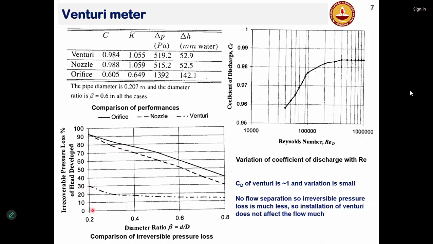And this basically compares the irrecoverable pressure loss that is attributed to the formation of eddies, which is very strong in orifice meter. So thereby the irrecoverable pressure loss is very high in case of orifice meter and low in case of venturi meter. And this basically explains why the CD is higher in venturi and lower in orifice.